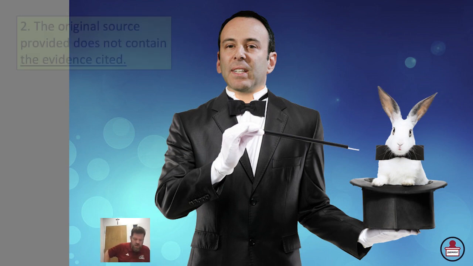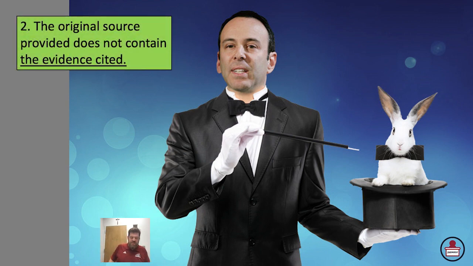You don't have some original copy or a way to find the original copy of it. We consider that technically non-existent evidence. I can't prove that it wasn't just made up. Or non-existent evidence might include things like the original source doesn't contain the evidence cited.